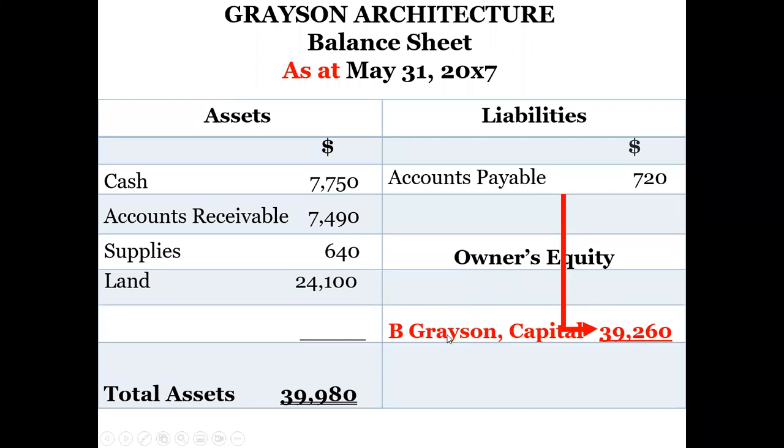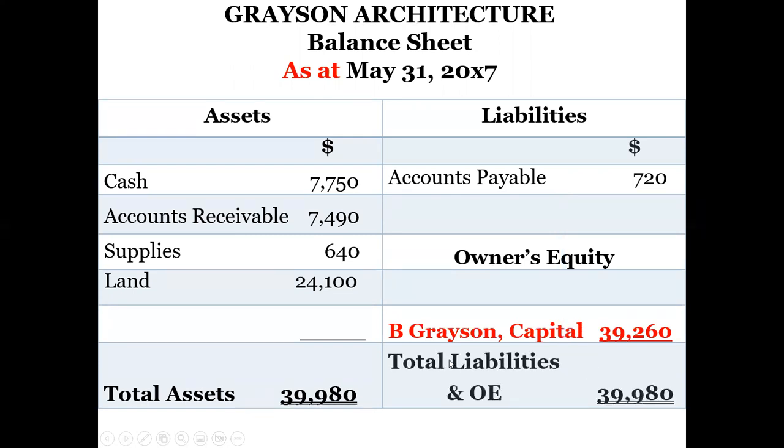So when we add together the liabilities of 720 plus the owner's equity, 39,260, we now end up with total liabilities and owner's equity of 39,980. So it is indeed true that assets will be equal to liabilities plus owner's equity.